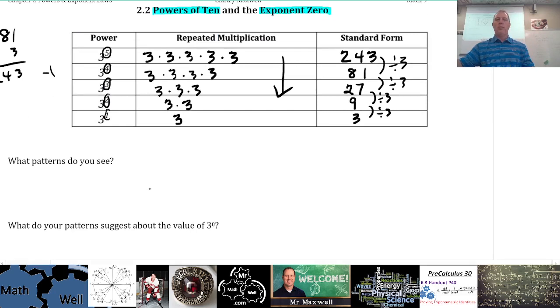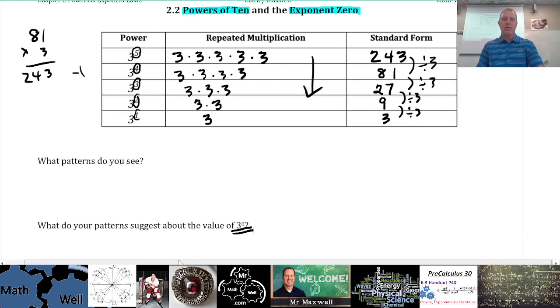This will help us come to what is 3 to the power of 0. So let's just take a moment and jot down what we talked about in the patterns. Okay, I'll help you with that.